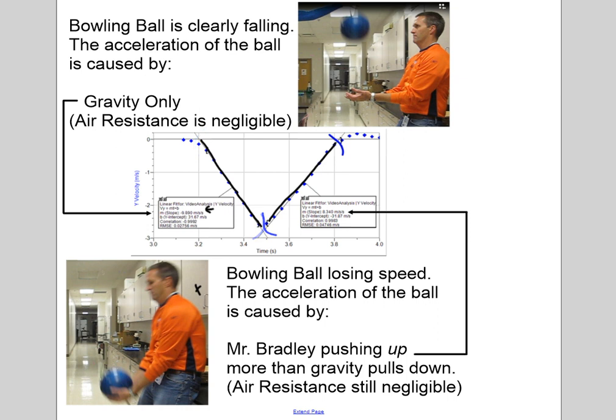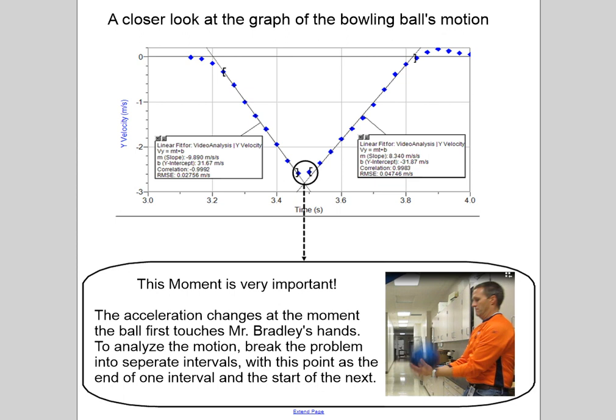Now, let's talk about that moment just a little bit more on the next slide. That moment right there is critical. That moment right there, if we read the speed at that moment, we find it to be about 2.6 meters per second. 2.6 meters per second then, that's VF of the fall. But it's also VI of stopping in Bradley's hands.